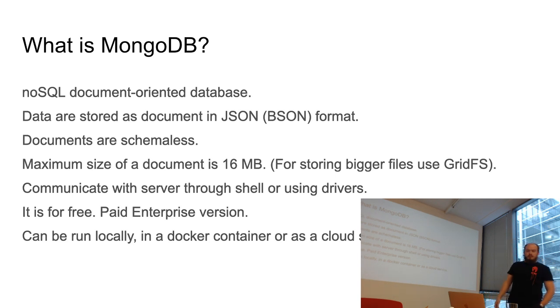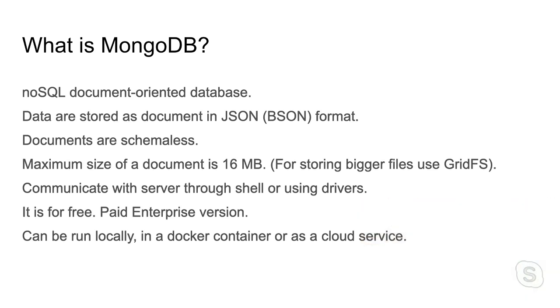I guess most of you have some knowledge of databases, probably mostly relational databases, some SQL databases. But MongoDB is completely different. It's a NoSQL document-oriented database, which means that the data are stored in documents, and the document is in JSON format. In the file system, it's stored in the BSON format, which is like JSON only in binary form. One of the interesting things is documents are schemaless, which means there are no schemas for the data. So every document can have completely different fields, completely different data types. There's no schema for it.